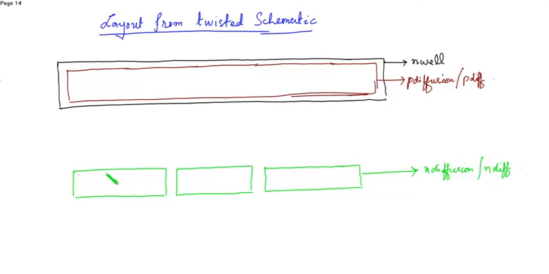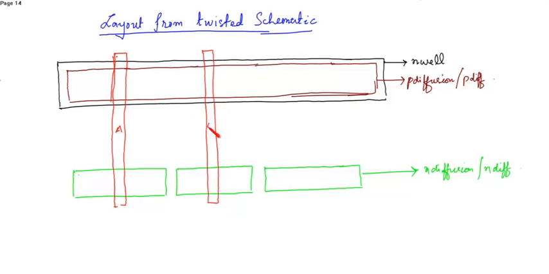Now we have to short the gate terminals. So gate terminal is drawn with the help of poly. This is input A. This is input B. This is input C. So this is the poly layer.